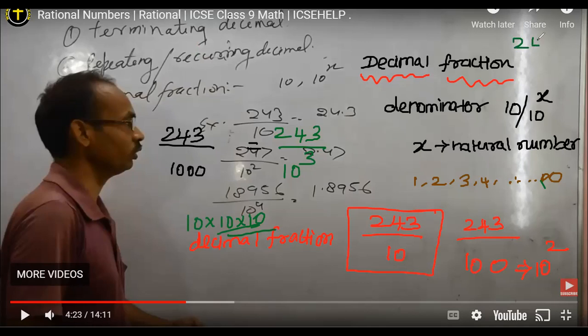So this cannot be a decimal fraction. The denominator is not 10 or 10 power x. This cannot be a decimal fraction. This cannot be a decimal fraction. Are you getting it? So to be a decimal fraction, the denominator is supposed to be 10 or 10 power x. Please note it down along with the example.